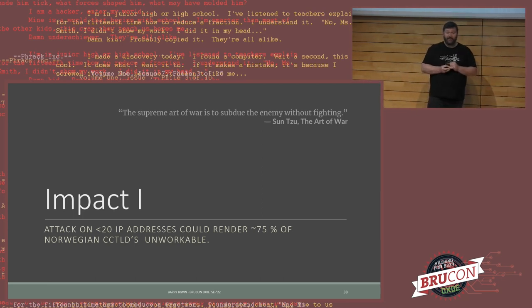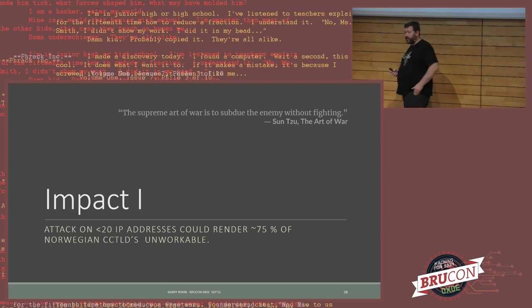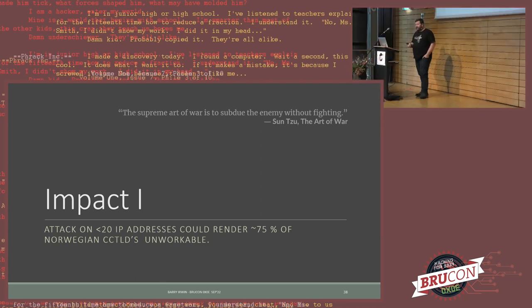20 IP addresses, and they are not trivial. Well, sorry, it is rather trivial to actually go about determining what these are. We can't have a security presentation, of course, without quoting Sun Tzu: the supreme art of war is to subdue the enemy without fighting. Think about where we are today. If you can take out a nation's actual infrastructure without firing a shot, you've pretty much won. Massive denial of service attacks.